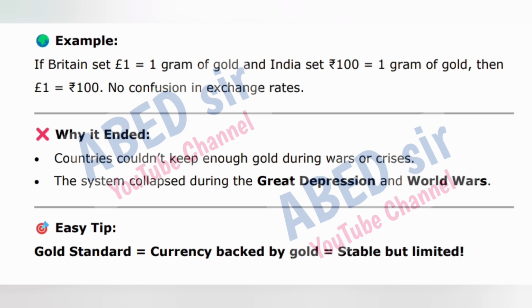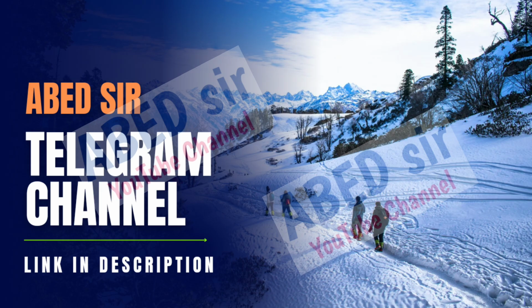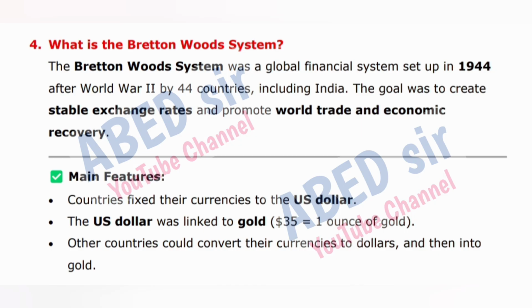Why it ended? Countries couldn't keep enough gold during wars or crises. The system collapsed during the Great Depression and World Wars. Easy tip. Gold standard is equal to currency backed by gold is equal to stable but limited. Next important short question is: 4. What is the Bretton Woods system?